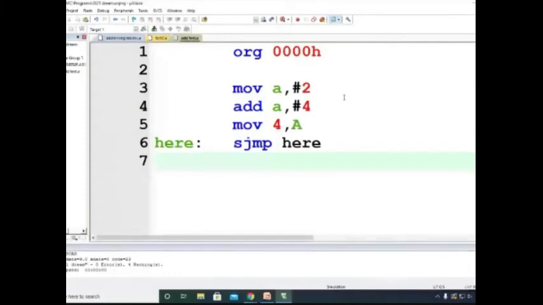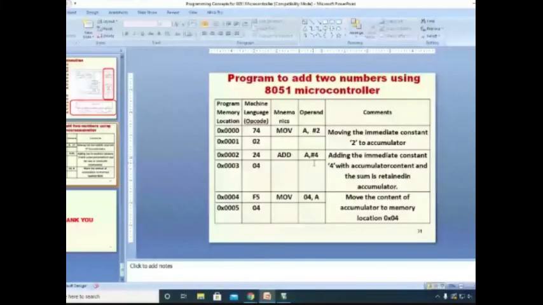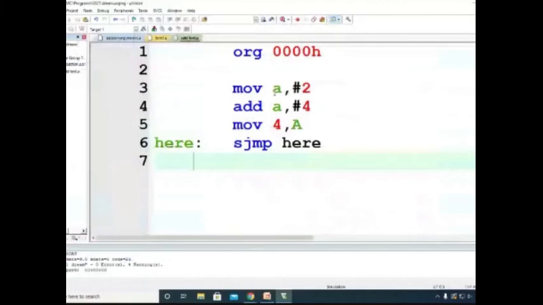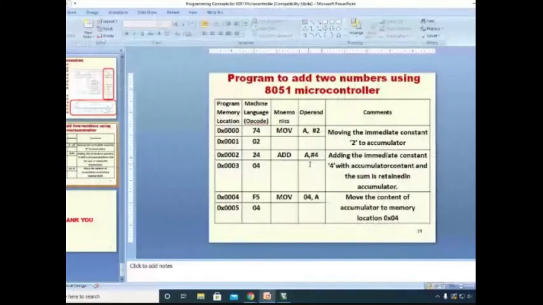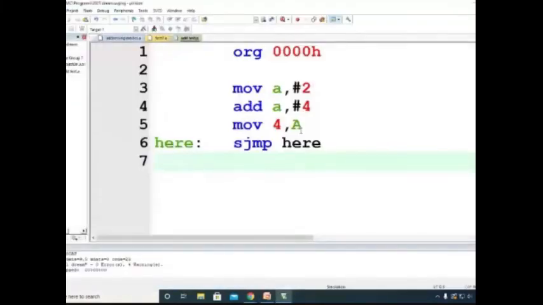What we have seen in this table, I have written it. MOV A, #2. You see, MOV A, #2 is the instruction which is given. That is what we have written here. ADD A, #4 and MOV 4, A. And there is one instruction called short jump here, because as we all know, the microcontroller has to be in a while loop, no?